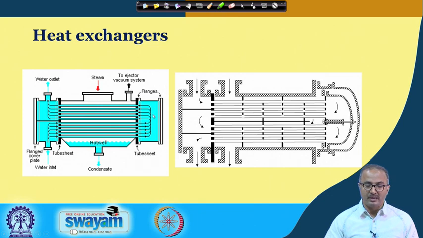One is this pass and this is the second pass. So, there are two passes on the tube side. On the shell side, we have only one pass, and you can see it's a cross flow.